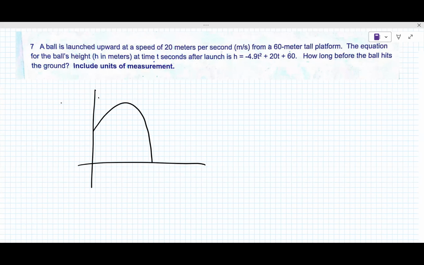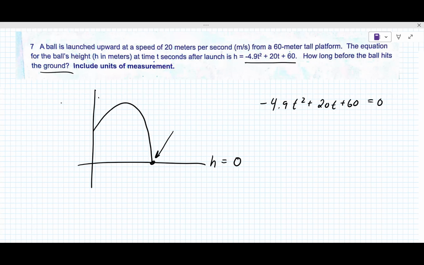Okay, this time we're looking for where it hits the ground. We care about this place right there. What's the height when it hits the ground? It says 0. So when you're on the ground, your height is 0. Okay, so we're going to set this equation equal to 0.